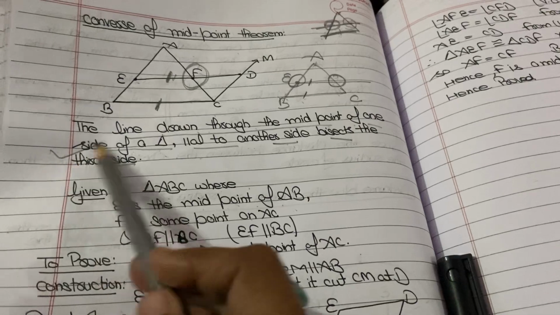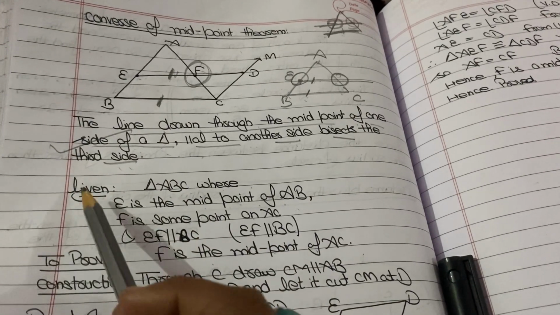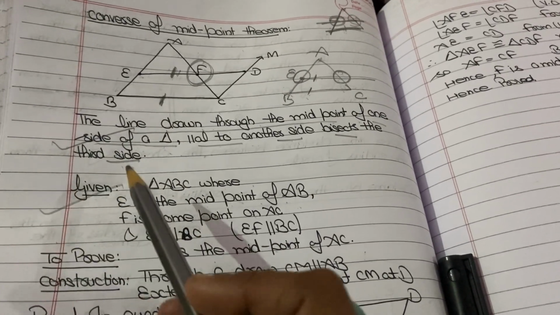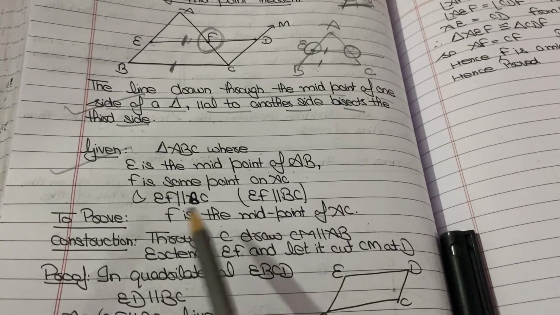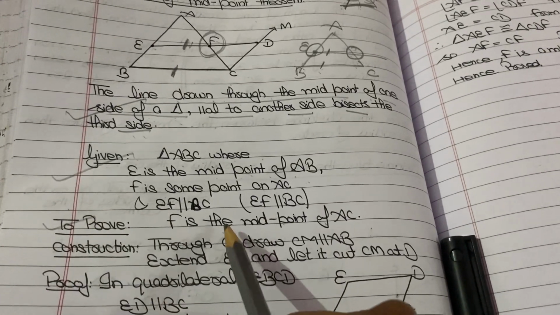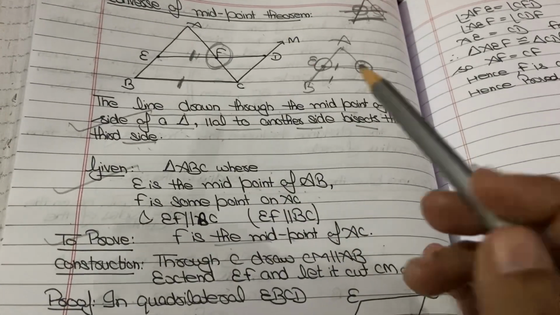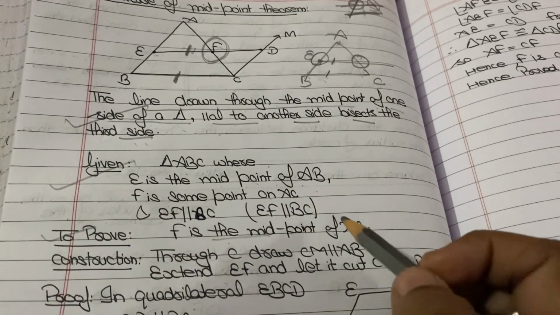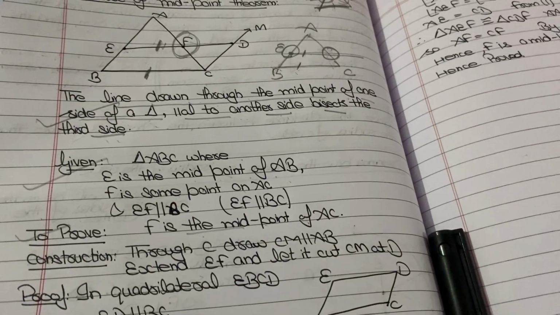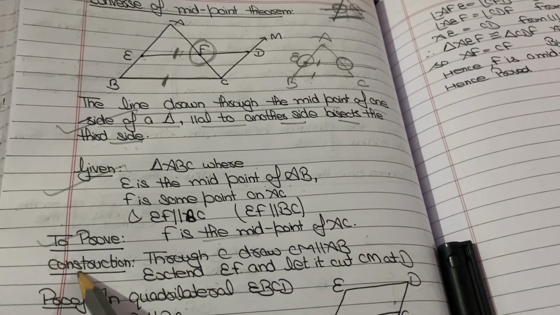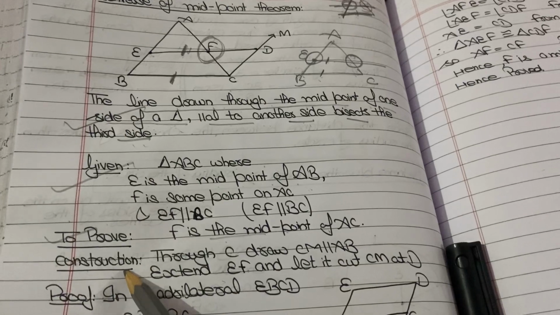So this is the statement of the theorem. These all are the given points, and the thing to prove. If you write only these steps with the diagram, you will probably get 2 marks out of the theorem. Okay, so let's start the construction.